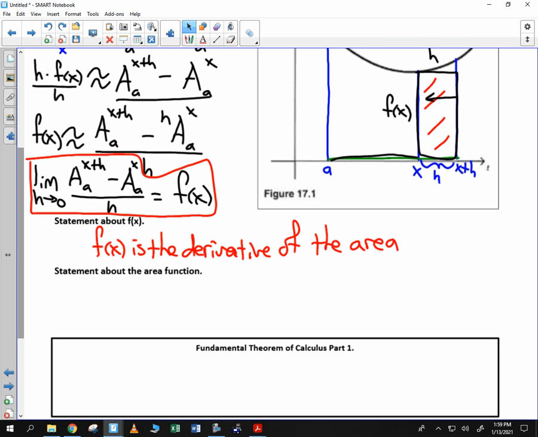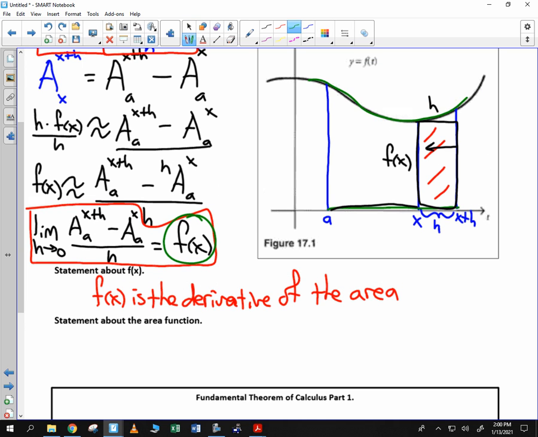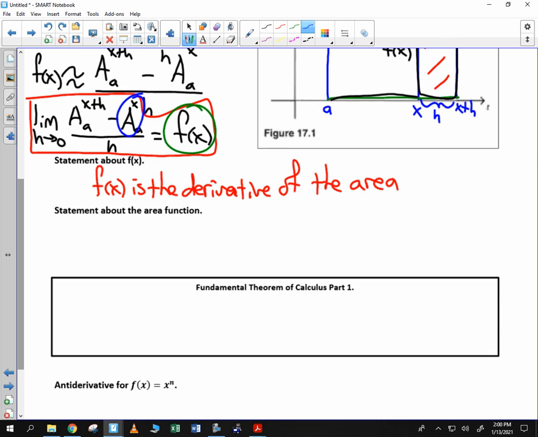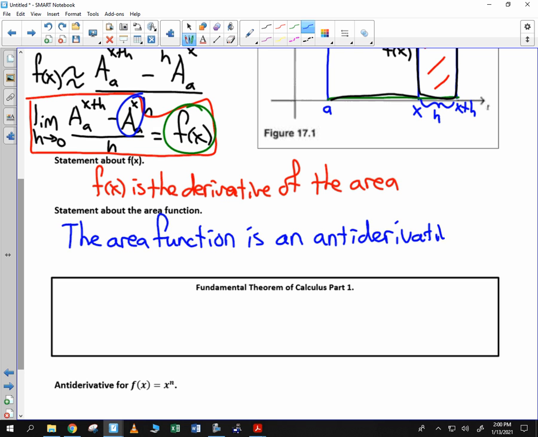So this guy I've circled in green here, f of x, which is this thing right here, it turns out that that's the derivative of this thing I've circled in blue, the area function. And what that means in reverse is the area function is an anti-derivative of the function. This is going to make everything so cool.